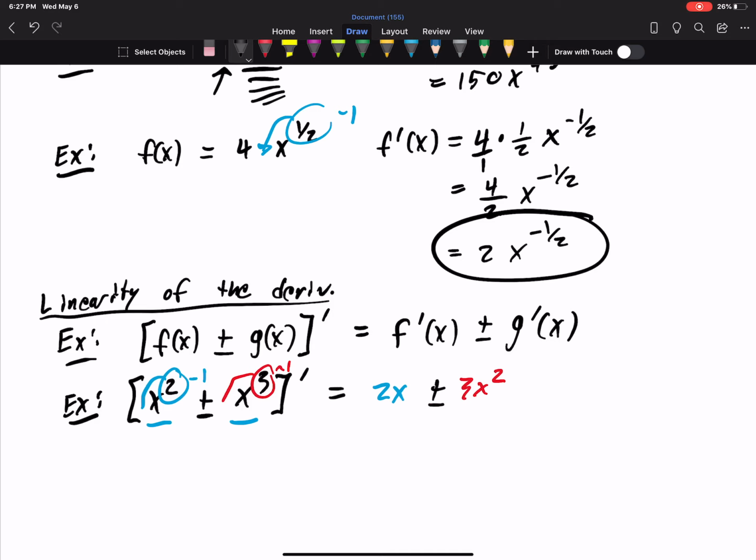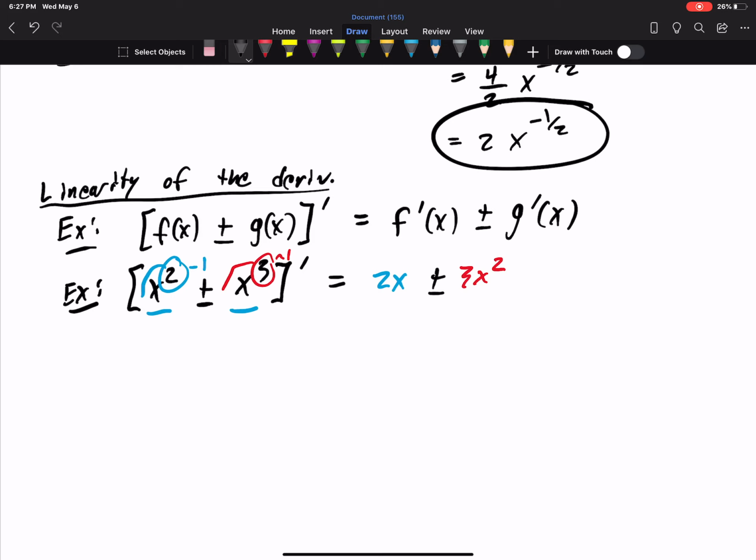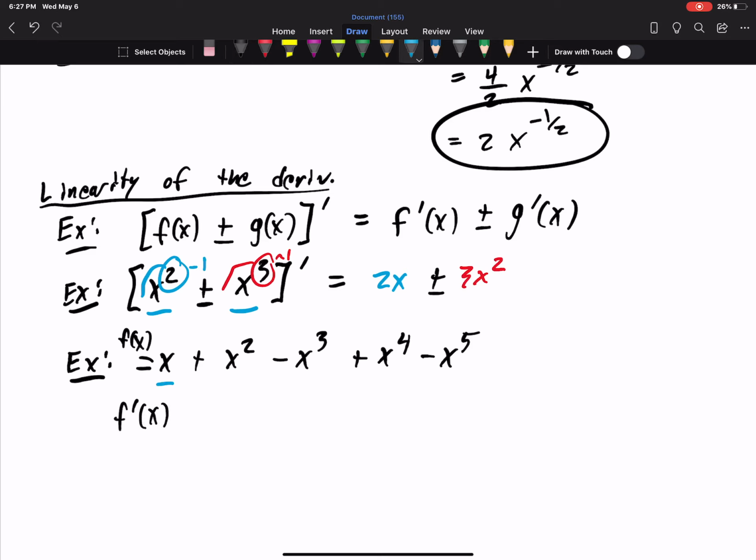So no matter how many functions you're either adding or subtracting together, you can just take the derivative of each individual term separately. So to go along with what I'm saying here, if I had like x plus x squared minus x cubed plus x to the 4th minus x to the 5th, and this is my function, f of x. To derive this, you're literally going to derive this one term at a time and then add or subtract them together based on the sign that you see.